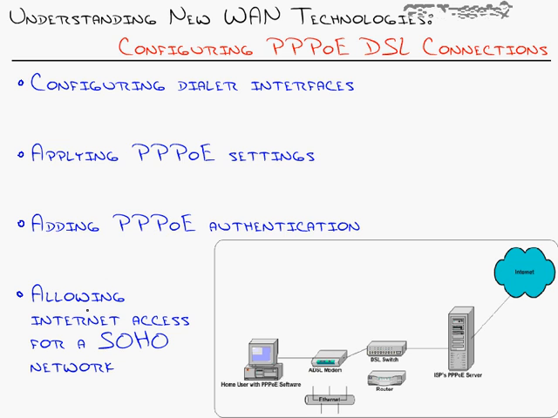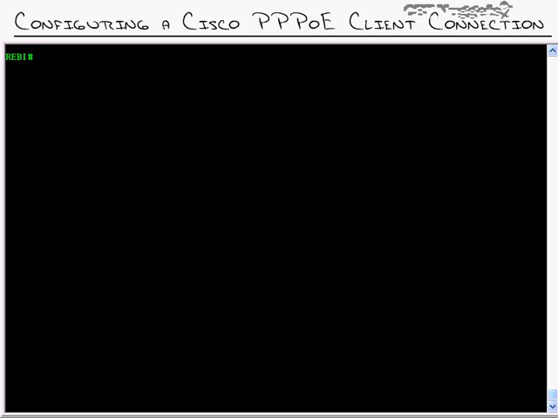Then we'll just go the rest of the way and allow internet access for a small office, home office network. We're going to talk about setting up NAT translations to make that happen, the route to the internet, and get this connection going. Okay, so here we are sitting on a router that is plugged into a DSL connection.